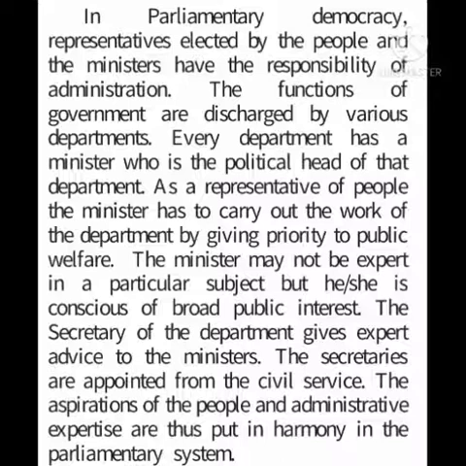Thus, Parliament has to work according to the aspirations of the people, means according to the expectations of the people, and also according to the administrative expertise, means according to the skills and ability of the administrative department.